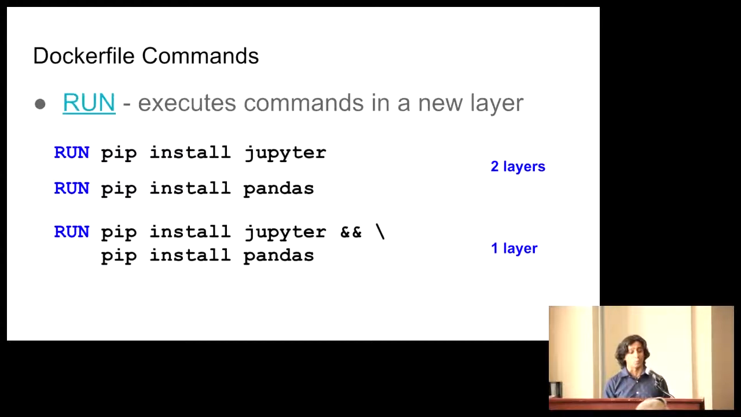And one of the things we want to do is reduce the number of layers inside of our images. We can do that by chaining together commands like we would on the command line. So we use the double ampersand, and the backslash is just to continue on the next line and combine it into one specific command.